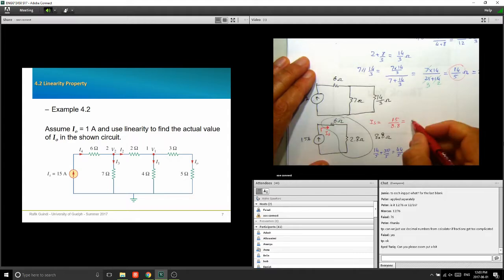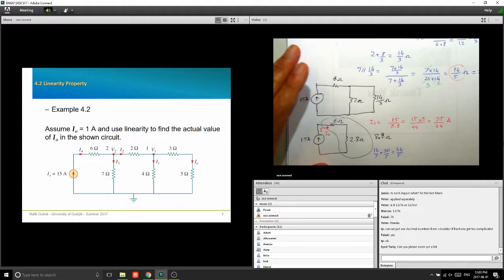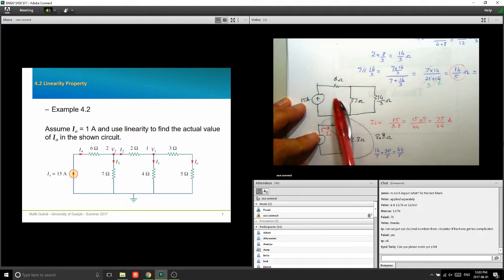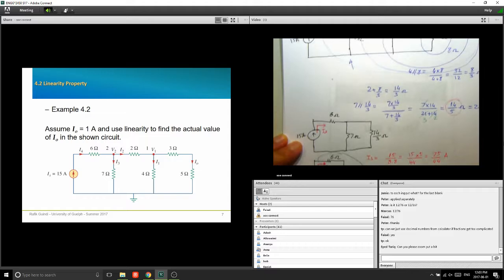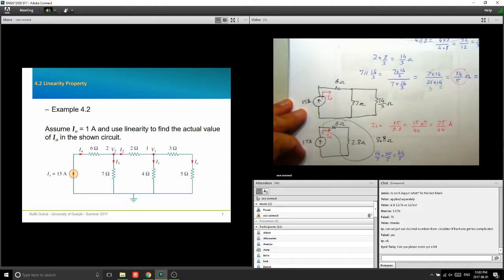So IS is equal to 15 divided by 44/5. So that would be the current IS. Now, the reason I'm showing you this is because if you have a current here, and then you try to go backwards, it's the same current IS here, it's the same current IS there. What does that mean? It means the current that we found, 75/44, is the current that is flowing through from the 15 amps into the 6 ohm into this one as well.